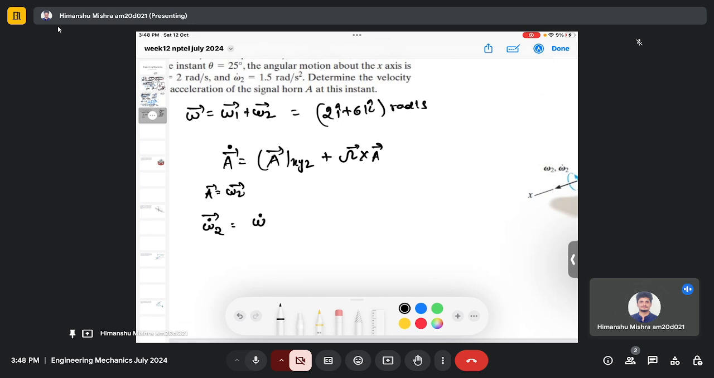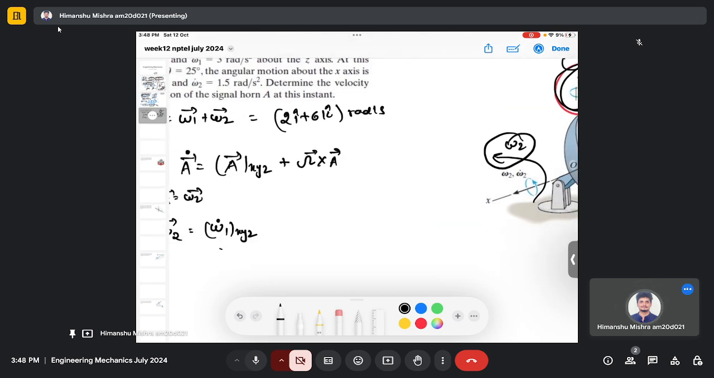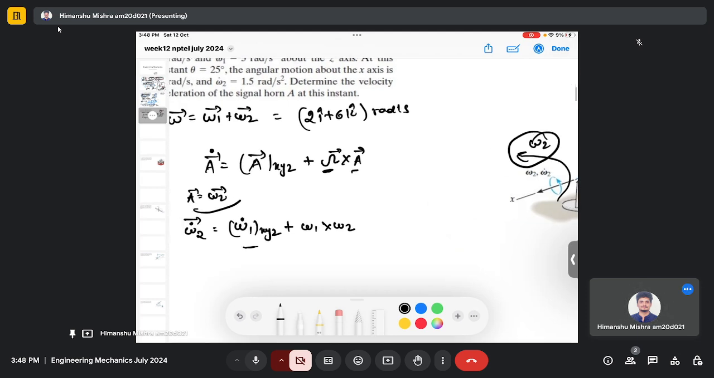omega dot 1 xyz, because you can see there are two different motions. First we are trying to calculate the motion of x along x, but since there is an angular motion along z also, this is defined in the moving coordinate plus omega 1 cross omega 2. So this is omega 1 and this is omega 2 here.